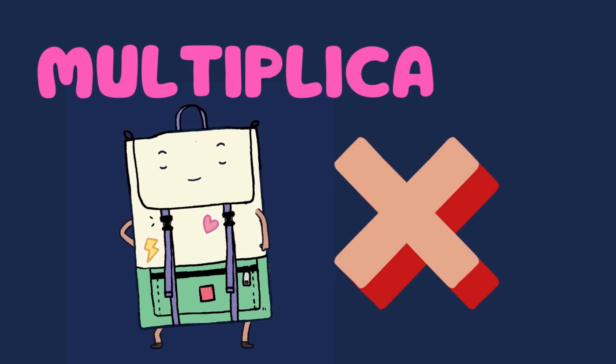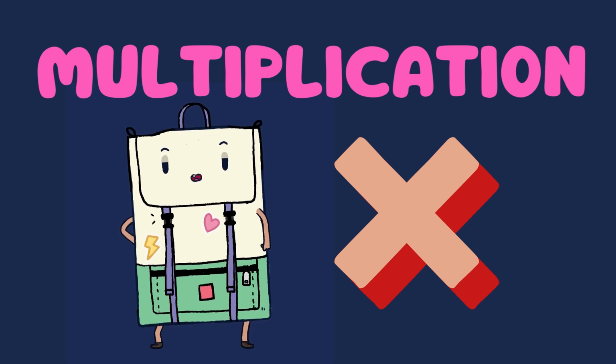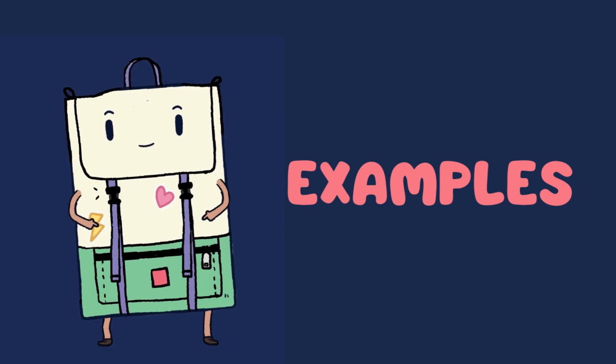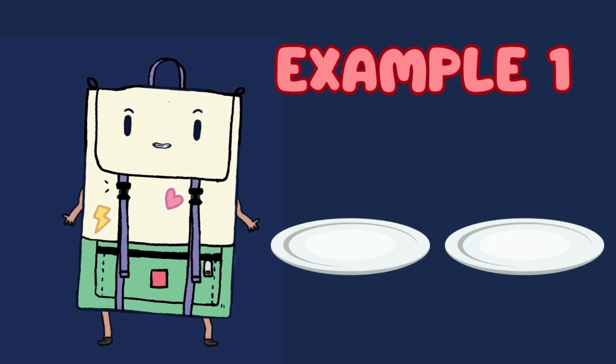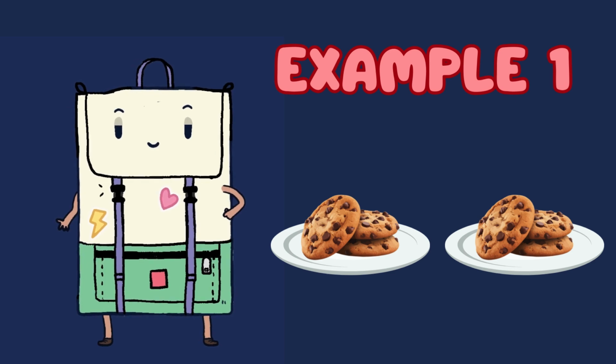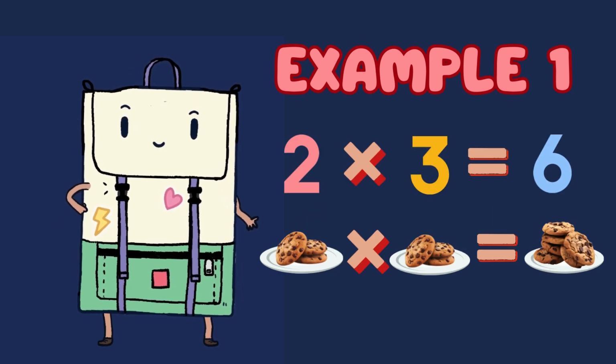Let's move on to multiplication. Multiplication is like adding the same number again and again. Let's see some examples. Example 1. I have 2 plates, and each plate has 3 cookies. Let's multiply. 2 times 3 equals 6 cookies.